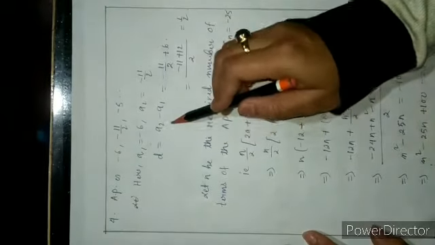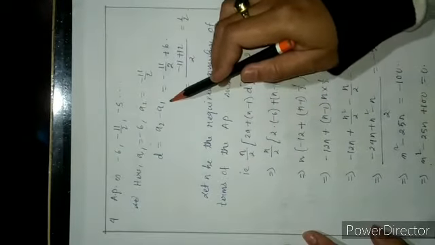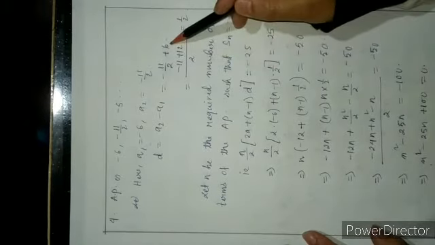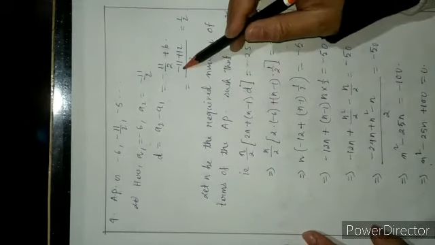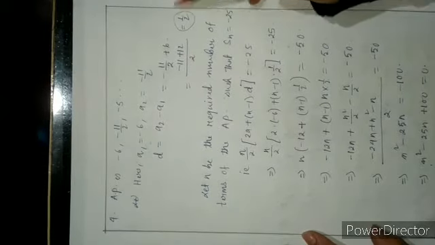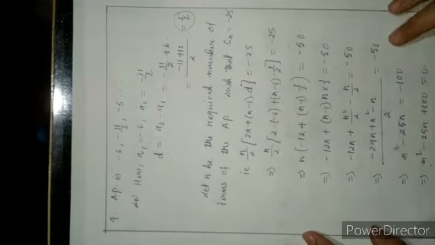And common difference D of an AP is given by second term minus first term. -11 by 2 plus 6, which is -11 plus 12 over 2, equals 1 by 2. So the value of the common difference is 1 by 2.